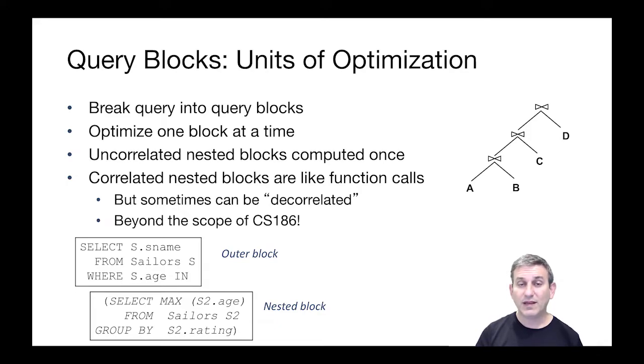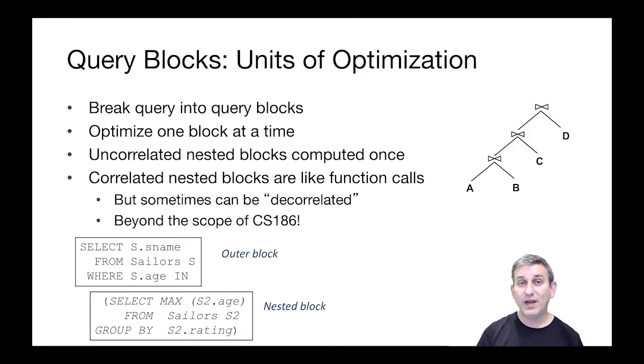Uncorrelated nested query blocks, remember, are nested query blocks that don't have any reference to the aliases or the tables of the outer block. If your nested block is uncorrelated, you only have to run it once. Its query plan is just a plan for that particular subquery, and you can store its output in a materialization operator for use in the outer query block. If you have a correlated nested query block, you're going to have to evaluate it once per tuple of the outer query block, and that can be quite expensive.